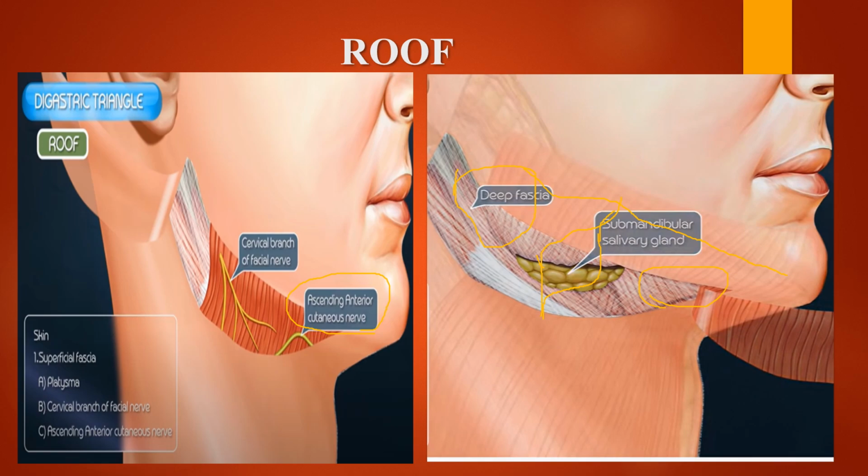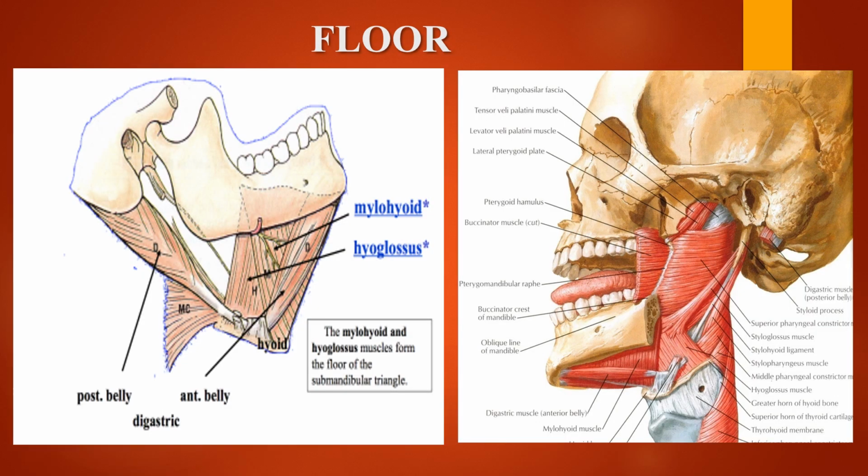So hope I have finished about the roof clearly. The roof is made by skin, superficial fascia along with the platysma, cervical branch of the facial nerve, and the ascending anterior cutaneous nerve, and lastly the deepest will be the deep fascia here, that is the investing layer of the deep cervical fascia. So next we will be seeing about the floor.